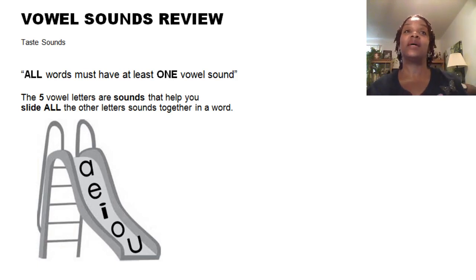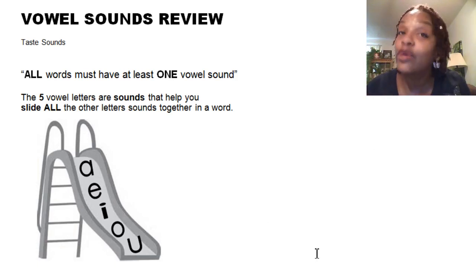And slide sounds, if you'll recall from a long time ago, slide sounds make you read smooth and cool. None of that choppy business. It's like sliding down a sliding board. So you're just sliding one sound into the next. So the 5 vowel letters are A, E, I, O, and U. Good job. All right.